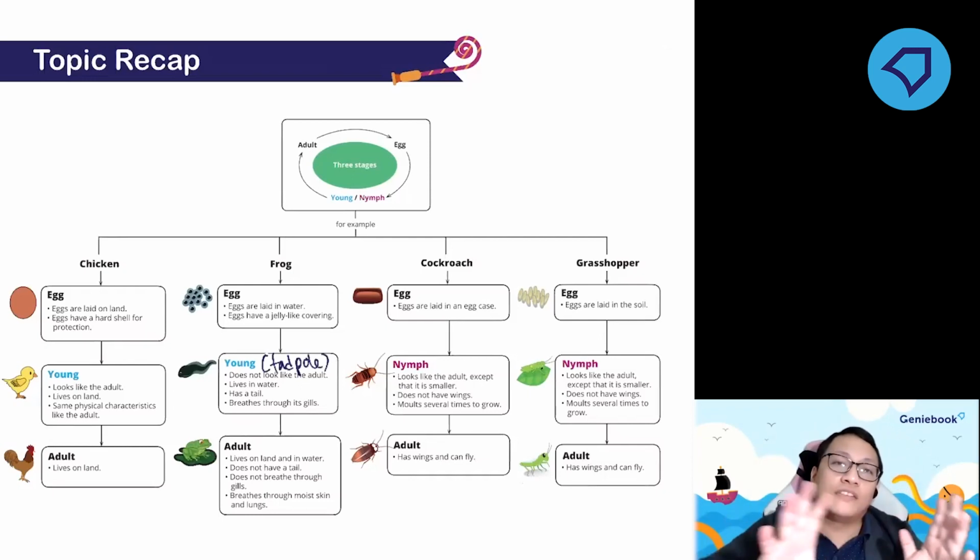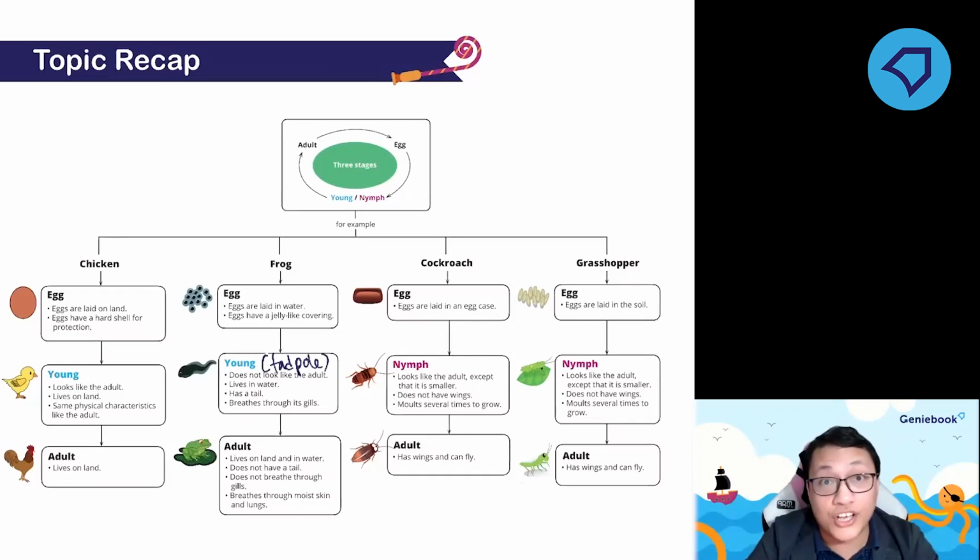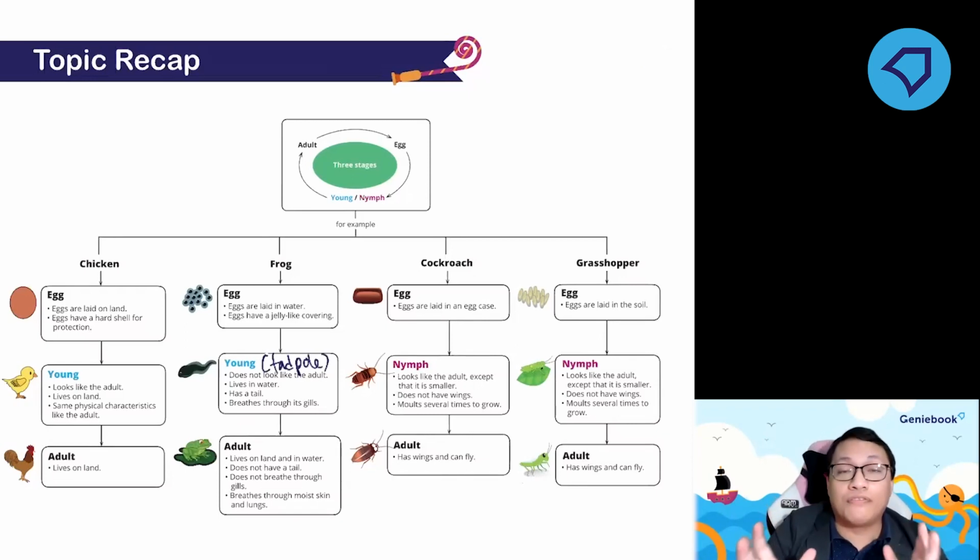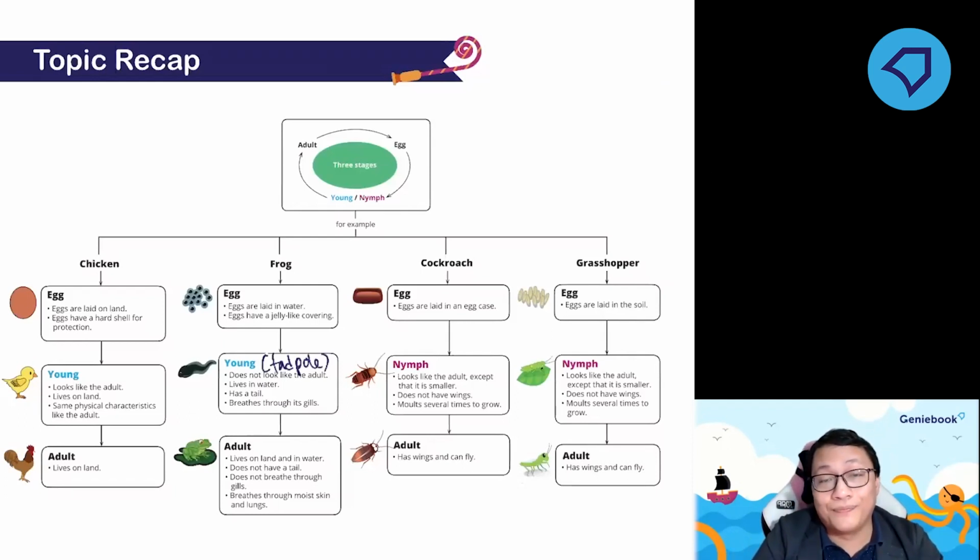Now, the egg of the frog is different from the egg of the chicken. The egg of the chicken is covered with hard shell. But the egg of frog is covered with jelly-like substance. Why? Because the eggs of frogs are laid in water, while the eggs of chickens are laid on land. So the eggs of the frogs don't have to have the hard covering because it is in water. Then when the eggs become the young, we call it tadpole.